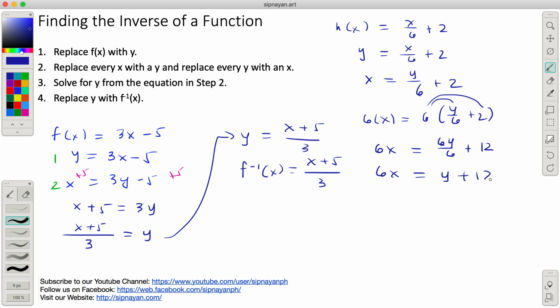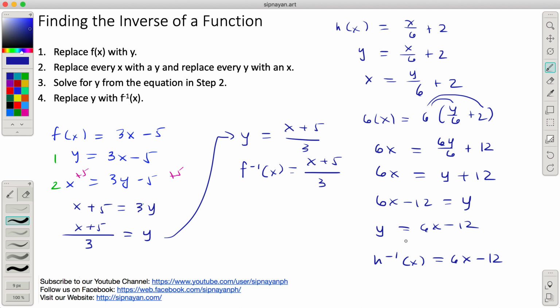y plus 12. And para matanggal yung 12 dito, y na lang maiiwan. Magiging 6x minus 12 is equal to y. And yung ating susunod na step is y equals 6x minus 12. Tama na to, pero gusto lang natin baliktarin kasi usually yung y nakalagay siya sa kaliwa. Pero this is already correct. Either way, pwede naman yan. And then last step would be to replace y with yung f inverse. Pero dito, since h yung ating function, h inverse tayo. H inverse of x is equal to 6x minus 12.